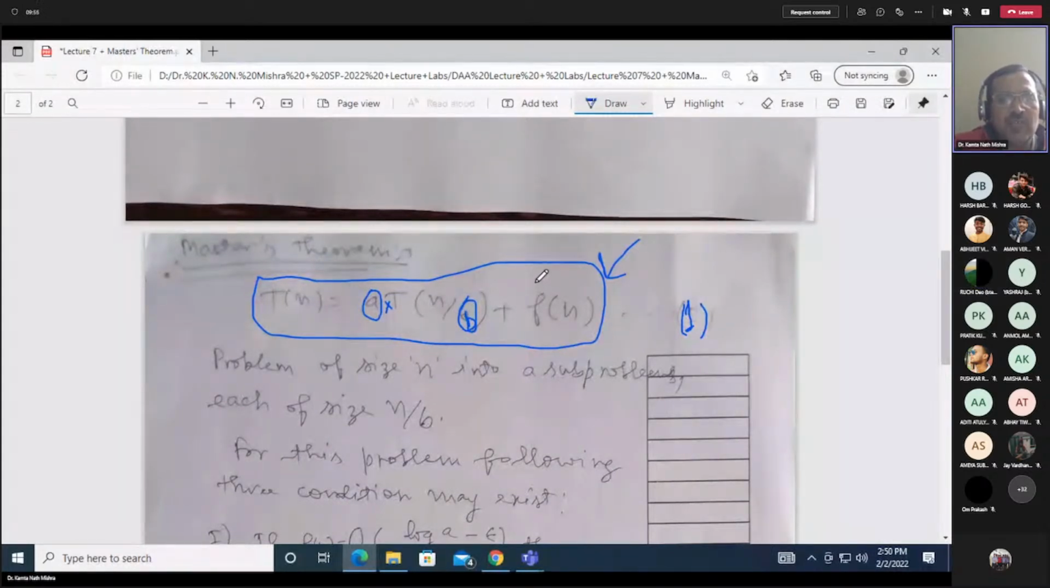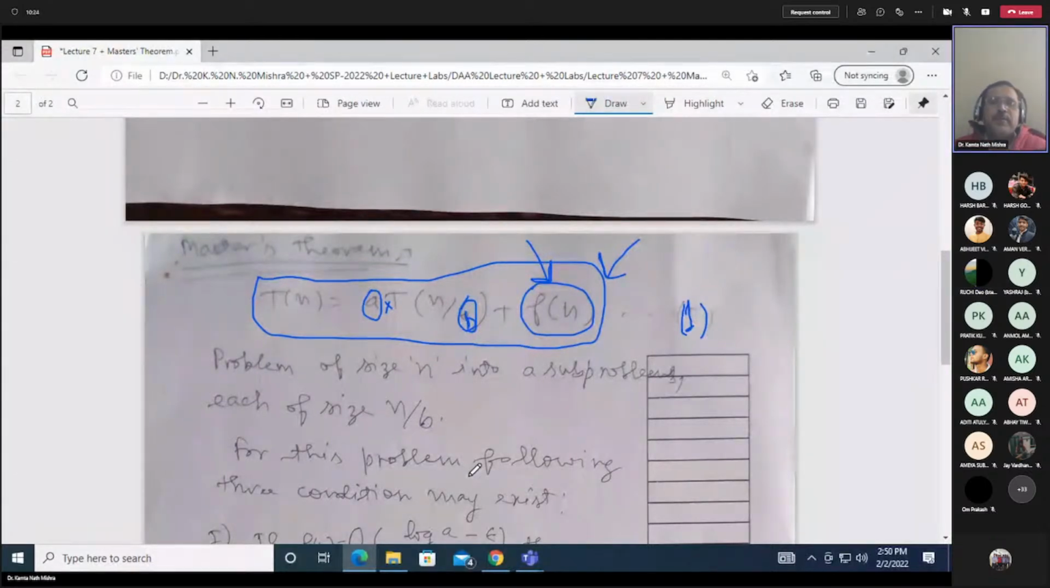And what is f(n)? f(n) can be any function of n. So here you have constants a and b. a is the multiplicative constant, b is the dividing constant, and f(n) is the function.